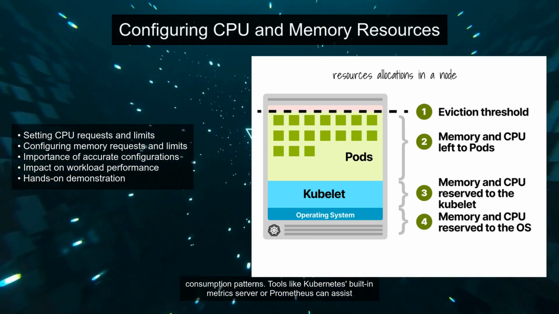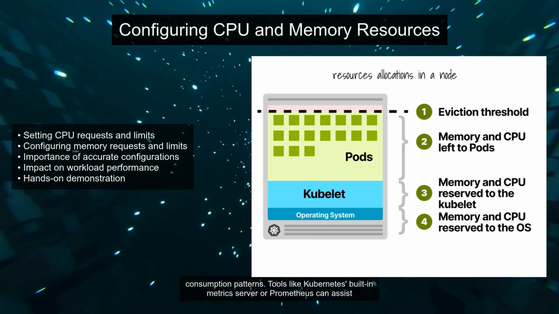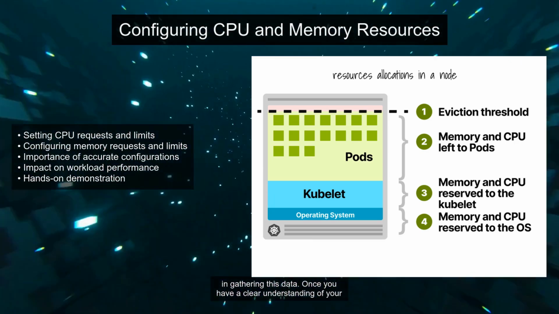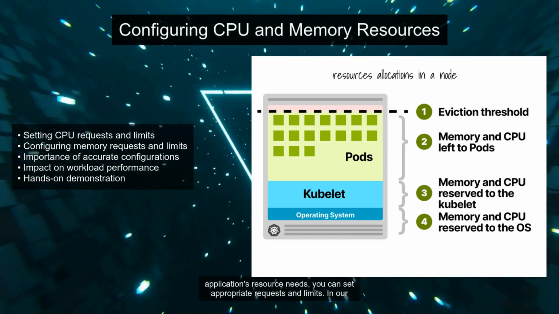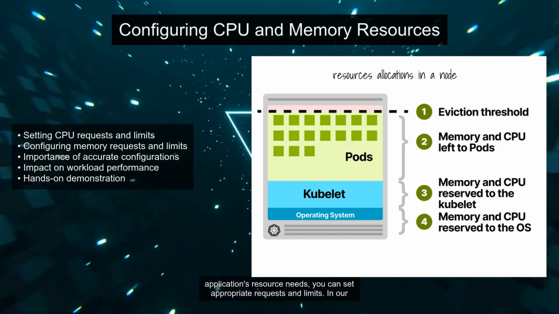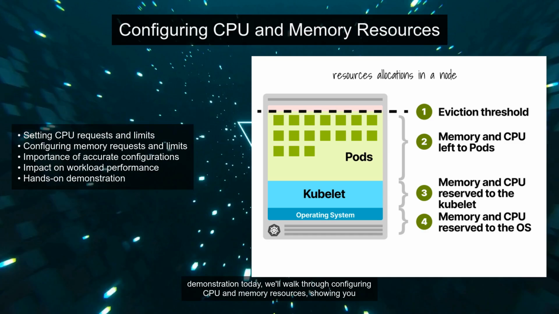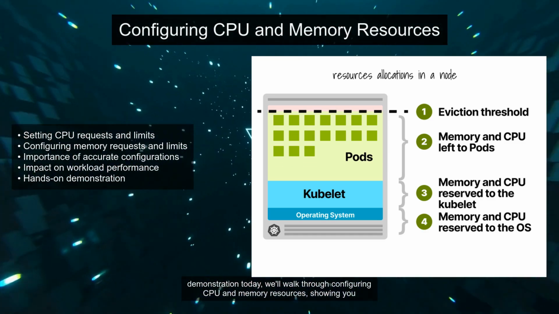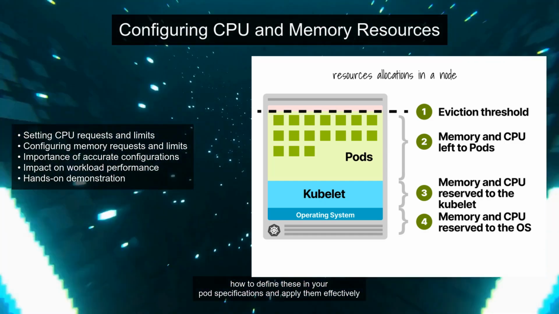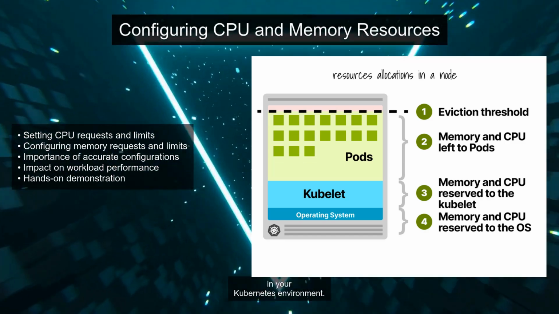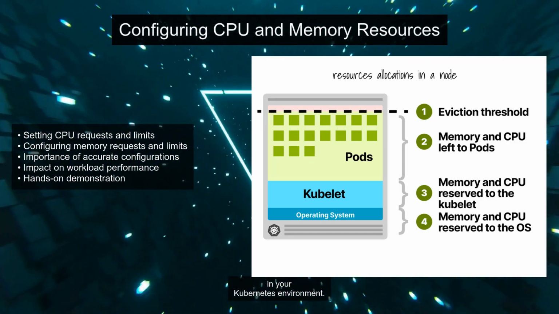In practice, you should start by profiling your application to understand its resource consumption patterns. Tools like Kubernetes built-in metrics server or Prometheus can assist in gathering this data. Once you have a clear understanding of your application's resource needs, you can set appropriate requests and limits. In our demonstration today, we'll walk through configuring CPU and memory resources, showing you how to define these in your pod specifications and apply them effectively in your Kubernetes environment.